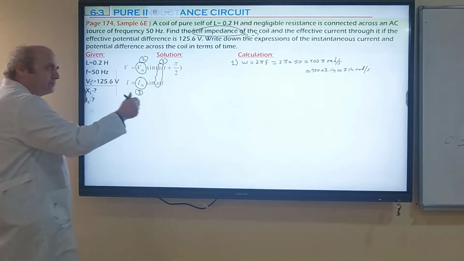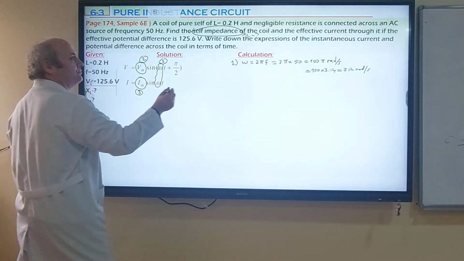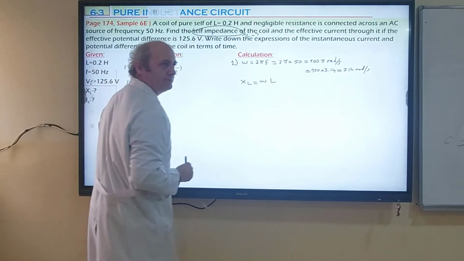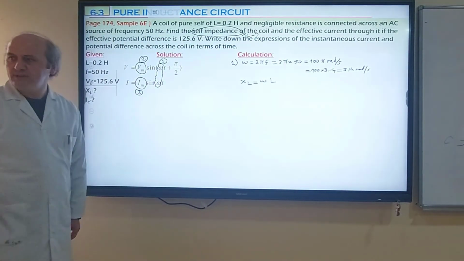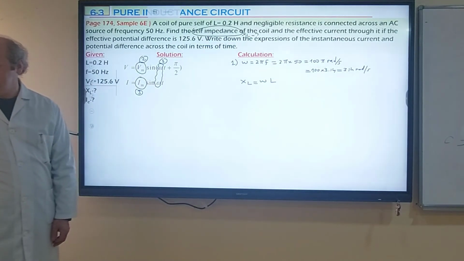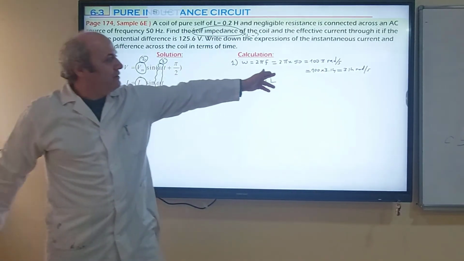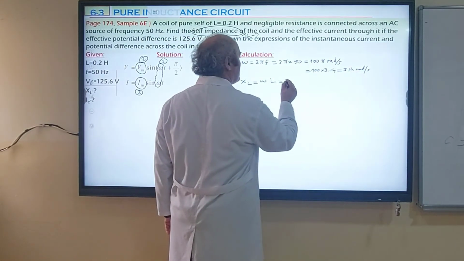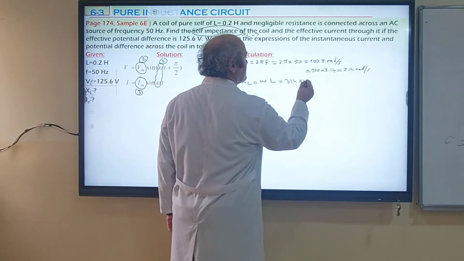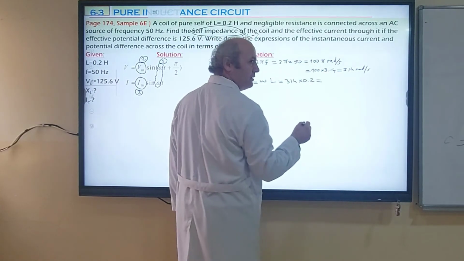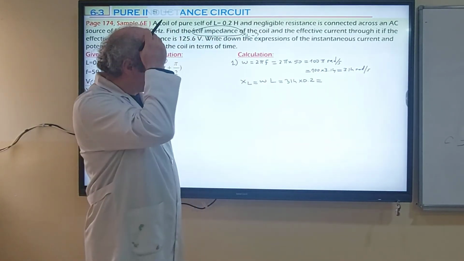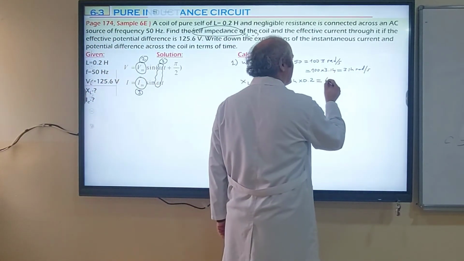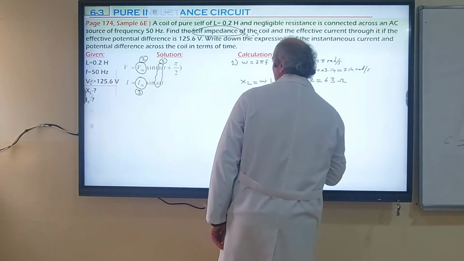Let's calculate XL. XL is equal to omega times L. Omega is 314, and L is 0.2, as given. 314 times 0.2 is not 0.6, it's 62.8. 62.8 is correct, almost 63. So 63 ohm is XL.